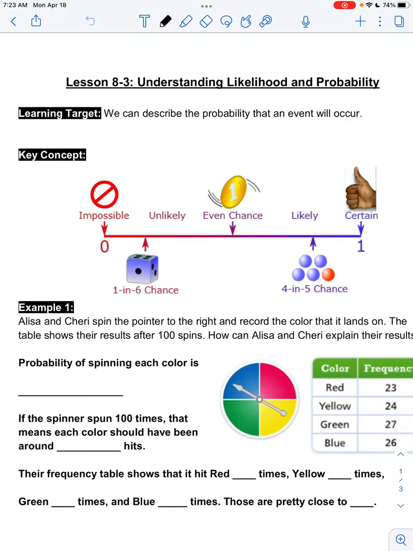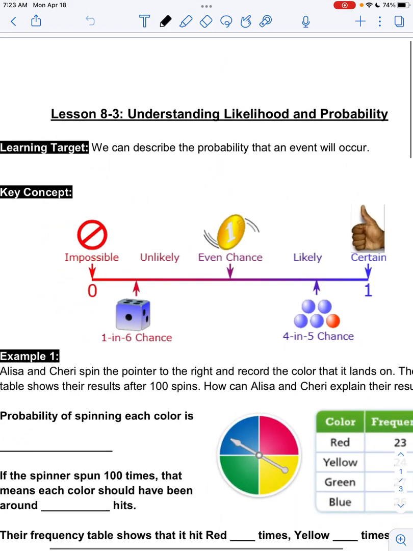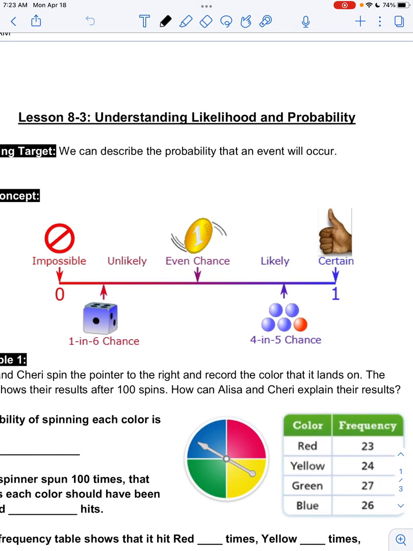All right, looking at likelihood and probability. If we look at this chart here, one of the ways we do this is we look at the chances of it never happening, which would be 0%, or it could be represented by a 0. Or if it's certain to happen, we are guaranteed for it to happen, that would be 100%, or anywhere from 0 to 1.